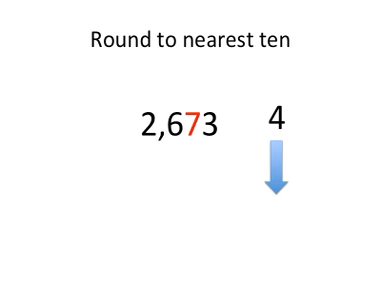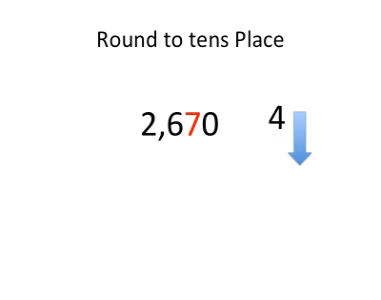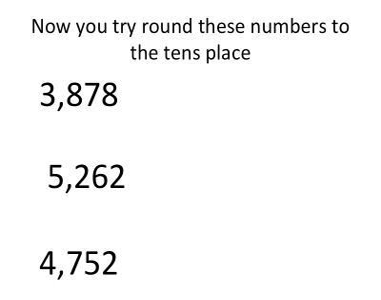This time I am going to leave the 7 there. I'm not going to go up to the 8 because 3 is less than 5. I just leave the 7 and put a 0 at the end. 2,670. Now you try to round these numbers to the tens place.